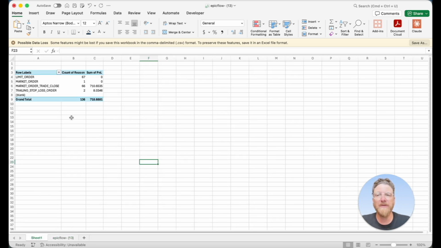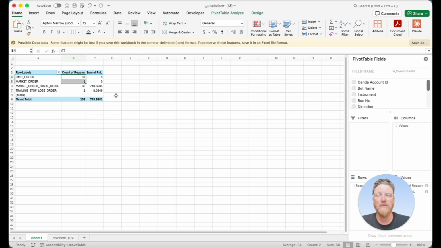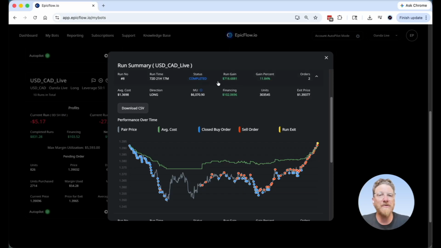I created a little pivot table here to summarize this. So effectively, we had 68 orders. 66 of those were closed as part of the micro trading for $710. And then the trailing stop loss had 2. So what that means is $718 total profit generated. And while this ran, it accrued positive interest, which is $100.